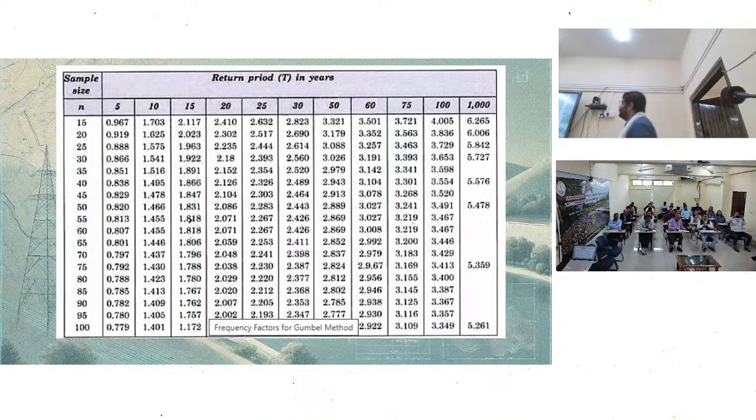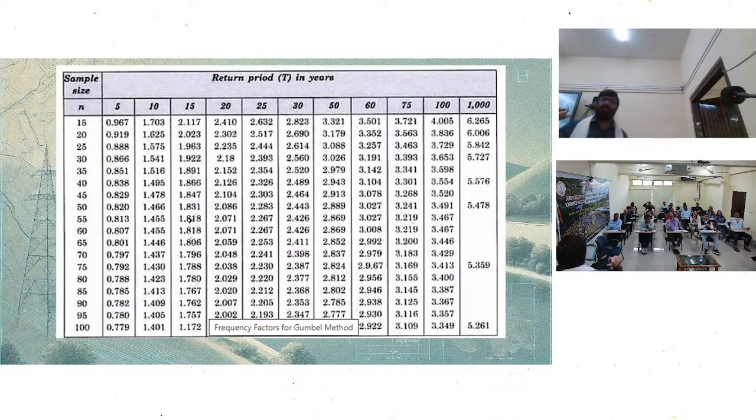Suppose you have 30-year daily data, or 30-year monthly data, so it will be some 360 values. You can check from the sample size how much of a flood occurs once a year. So you have 30 values in 30-year data. For 30 years, and if you are using, say, a 25-year return period, the K value will be 2.393.